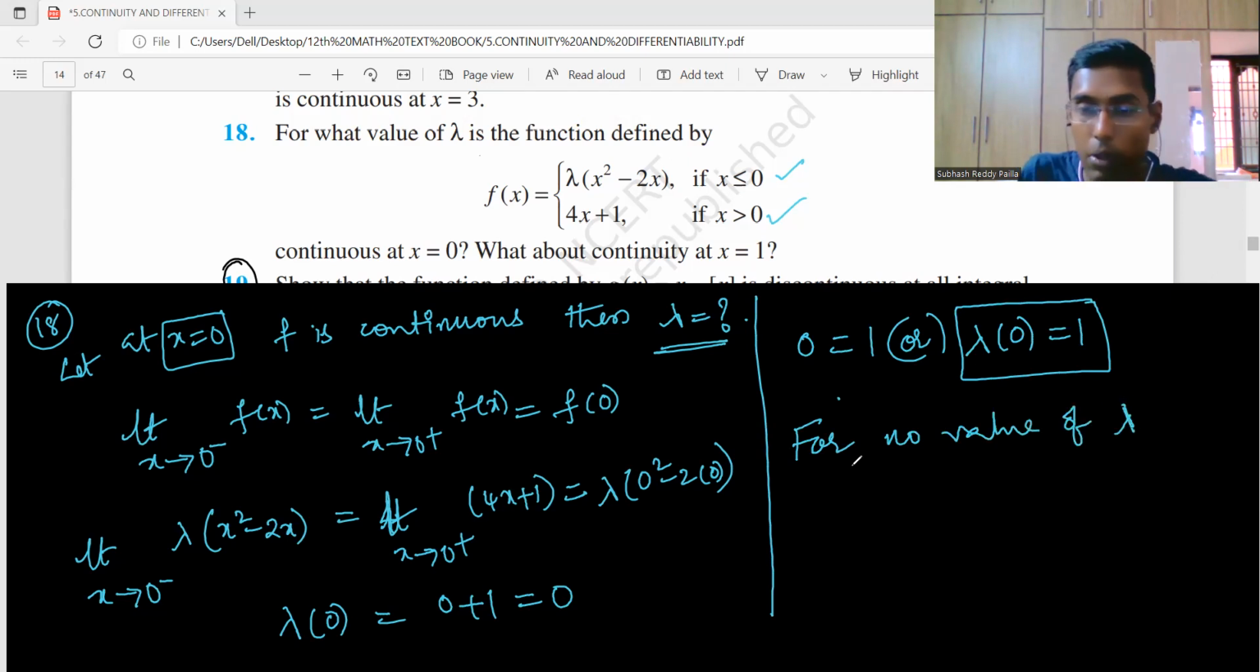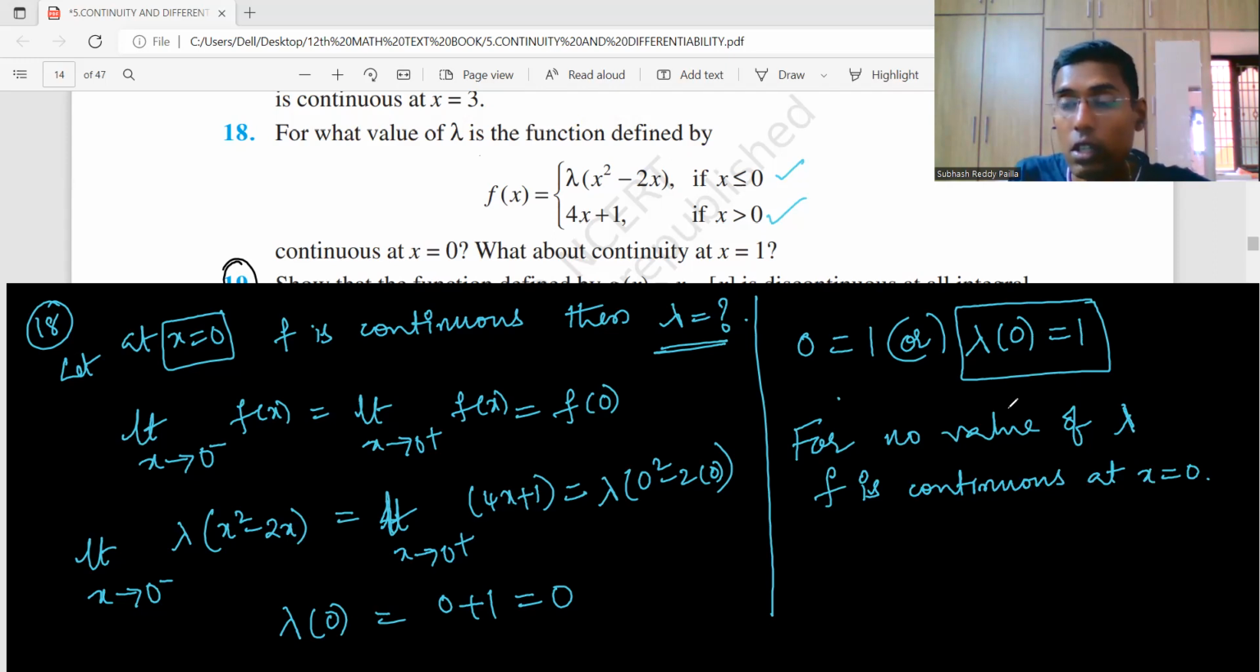For no value of lambda, f is continuous at x equal to 0. That means what? For no value of lambda is it continuous at x equal to 0. That means whatever lambda value you put, it's not continuous. You cannot make it continuous. Whatever value you put, you cannot make it.